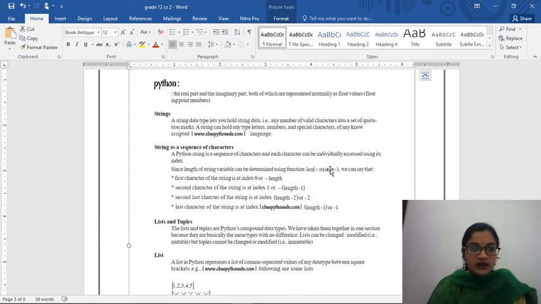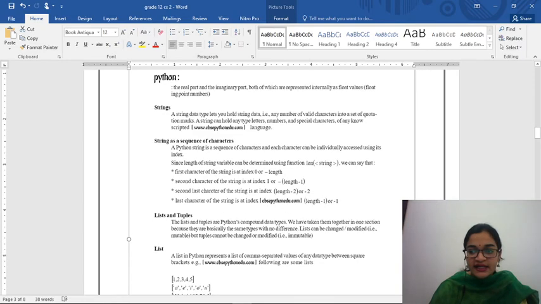So the second character, as we have seen with an example, will be 1 or minus length plus 1. You can just substitute those values in your length and you will get it accordingly. Right? So we'll move on to lists and tuples.